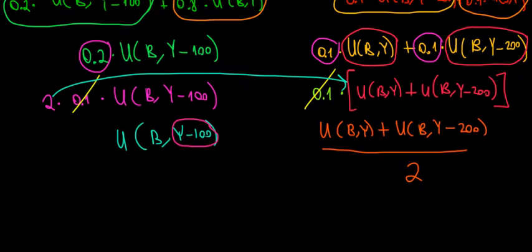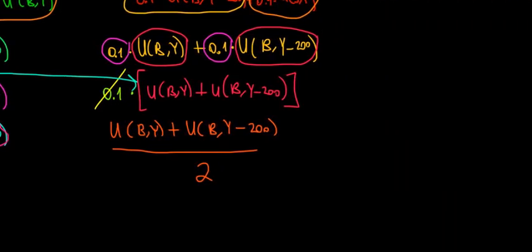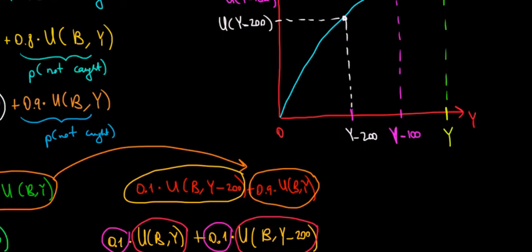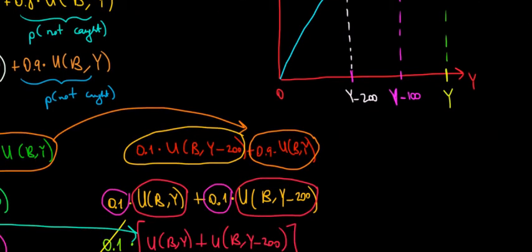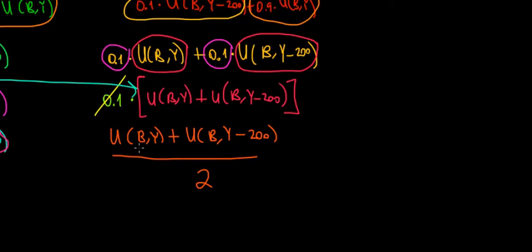What is the utility of y minus 100? Well, let's see. The utility of y minus 100 over here is this purple point, the utility of y minus 100. This one over here, this one. Now, what we're looking for is the utility of y minus 200, right? This one, the utility of y minus 200 plus the utility of y divided by 2.